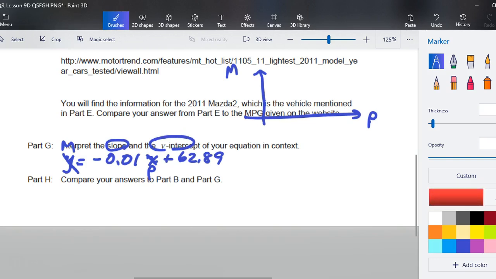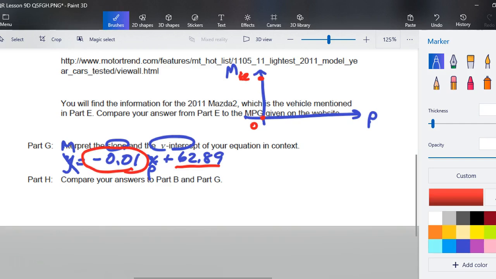So I'll start with the y-intercept. The y-intercept is at 62. And the y-intercept is saying, if the car weighed nothing, it would get 62 miles per gallon, which is nonsensical, that the car would weigh nothing, it would be non-existent. But in context, if the car could weigh nothing, it would get 62 miles for every gallon that this non-car would go. The next piece says slope.